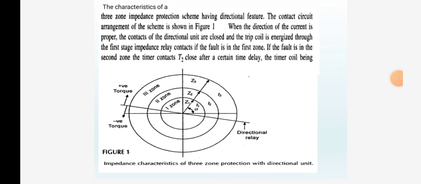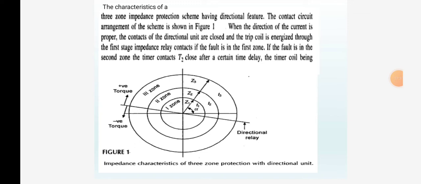In this three zone impedance protection scheme having directional features, the contact circuit arrangement of the scheme is shown in this figure. When the direction of the current is proper, the contacts of the directional unit are closed and the trip coil is energized through the first stage impedance relay contact. If the fault is in the second zone, the timer contacts T2 close after a certain time delay.